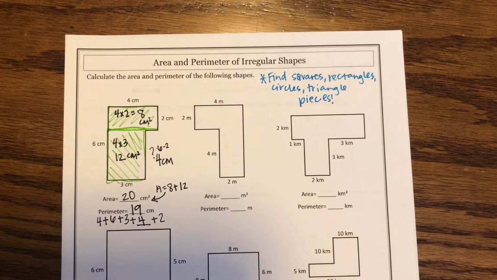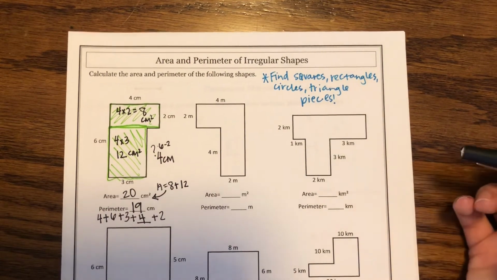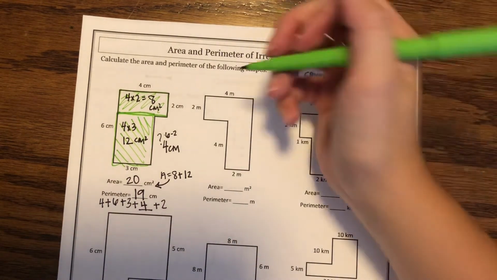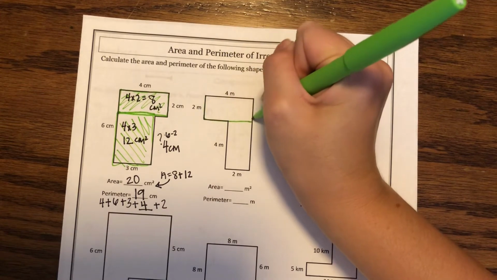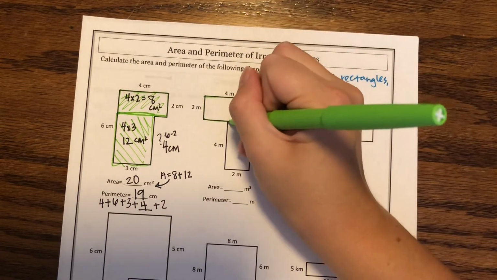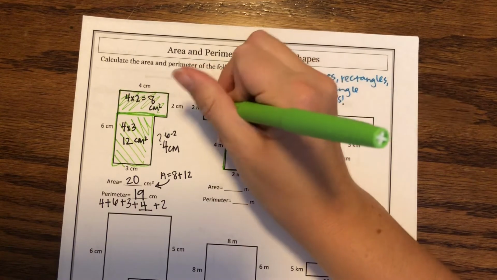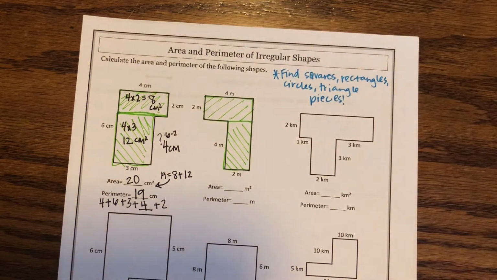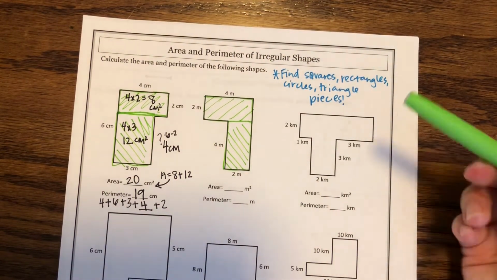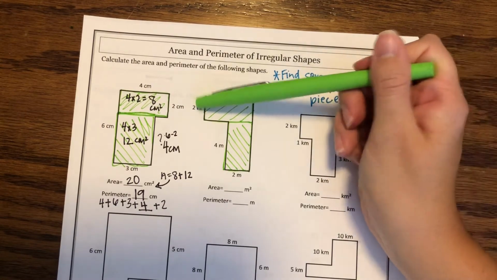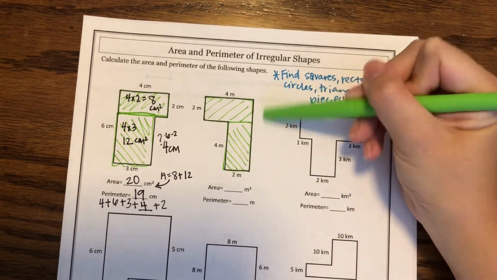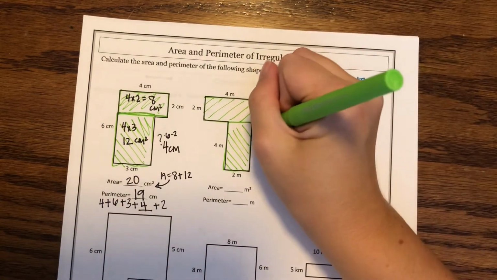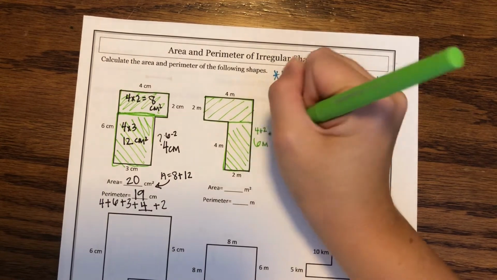Okay, so we can go through these irregular shapes and find their area and perimeter. Again, let's go ahead and try the second one. So I see this rectangle, and then I see this rectangle. To find our perimeter, we do need to add up all the sides. So we have 4, 2, 4, 2, and then this side we don't have, but we know that this part's 2, this part's 4.